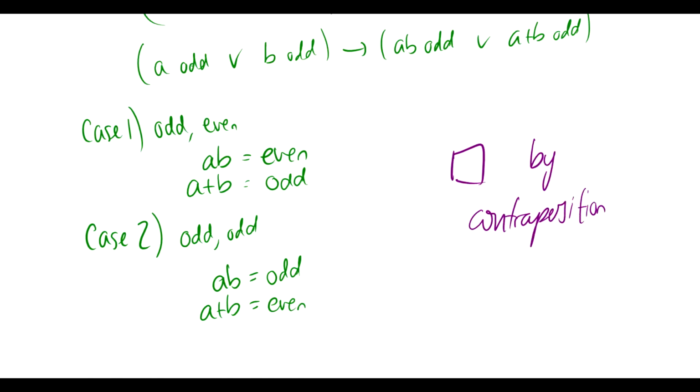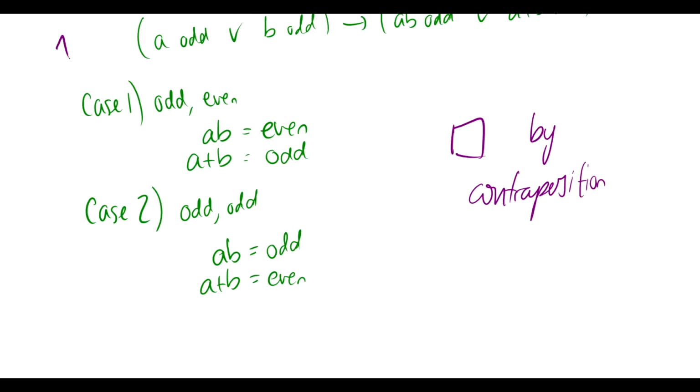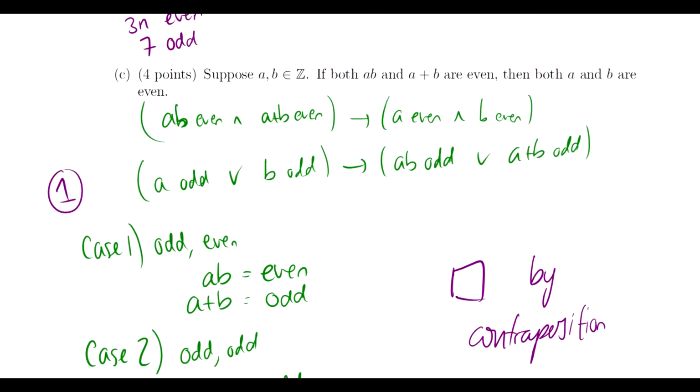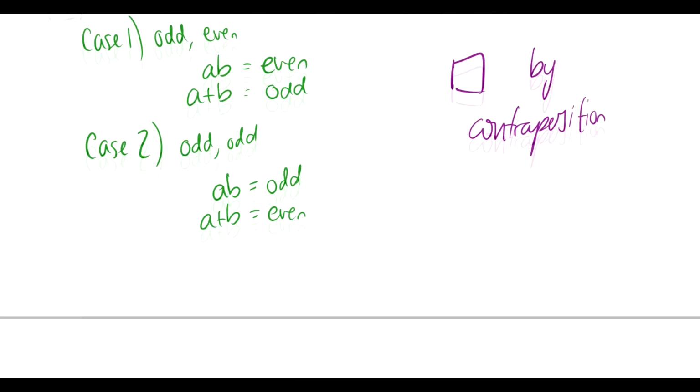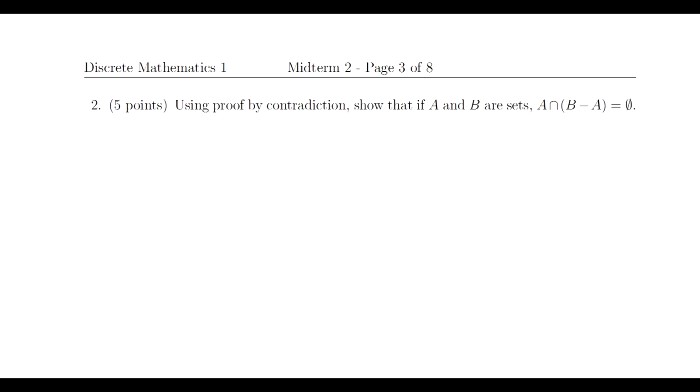So that question was probably the trickiest. It's worth 4 points, so you get 1 point for the conditional statement turning it into its contrapositive. You would get 2 points for the case, and then 1 point for the conclusion.